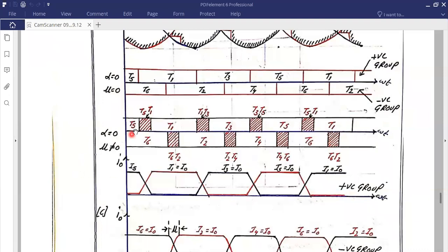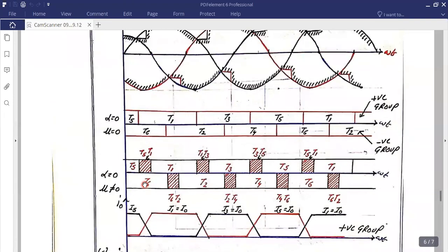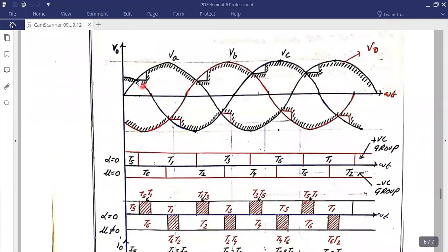Due to this particular overlap, you are going to have the current gradually reducing in the outgoing devices and gradually increasing in the incoming devices, having an overlap. So you are going to have an output voltage which is 0, or which is like this distorted waveform. Okay, this is in the case of a 3-phase converter.